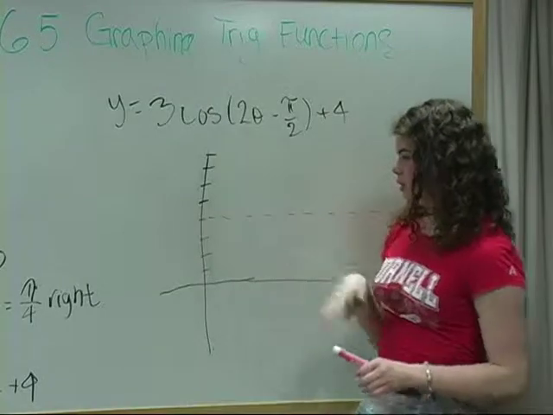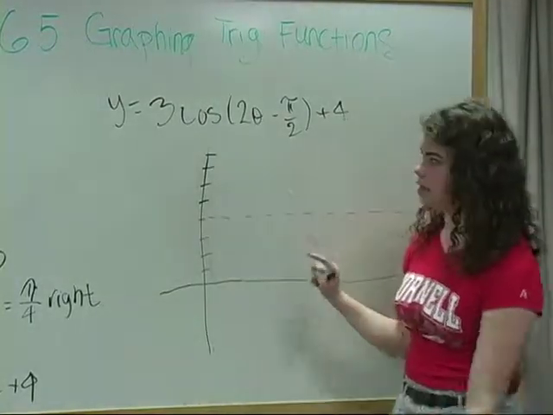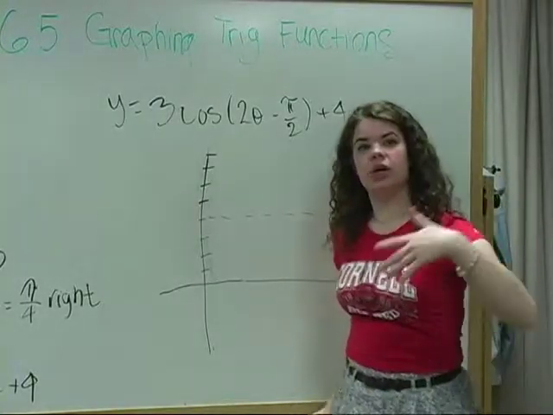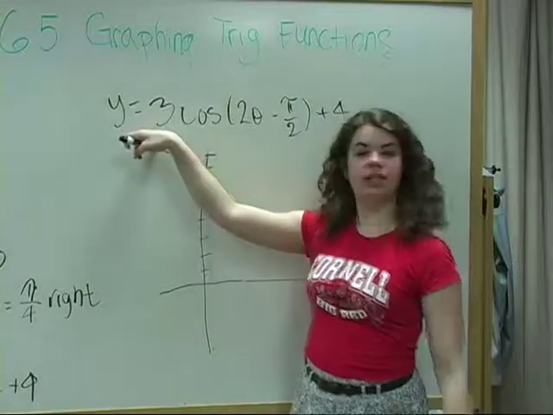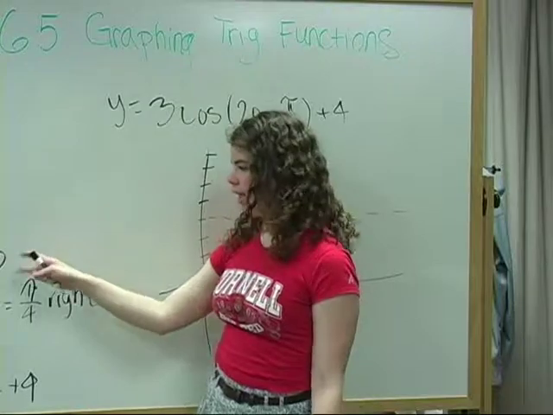So that we have equal spacing. Now that we have determined where our midline is, the next step is amplitude. How far up or down does our graph go? Well, we said it was 3, right? So amplitude, according to our vocabulary list, is 3.